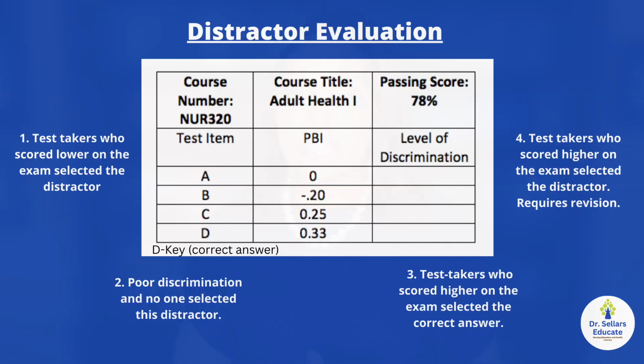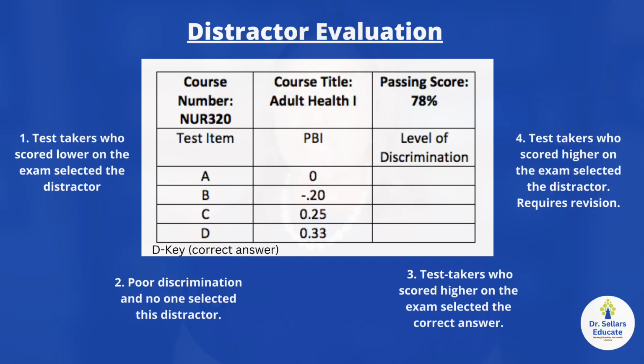So number 1 is test takers who scored lower on the exam selected the distractor. So which one of these options, A through D, does that number align with? What is the definition? What is the level of discrimination associated with these specific letters? So pick one. Okay, and then number 2, the level of discrimination is poor and no one selected this distractor. Which of these letters are matched with that information?